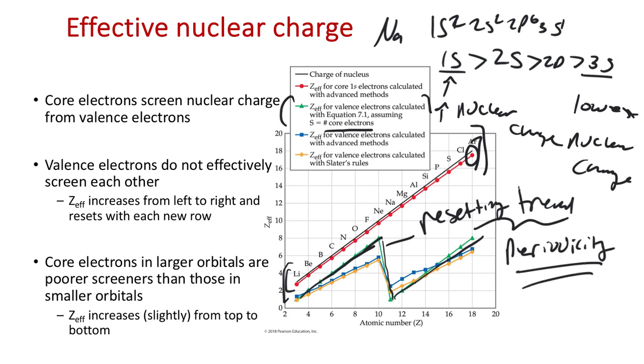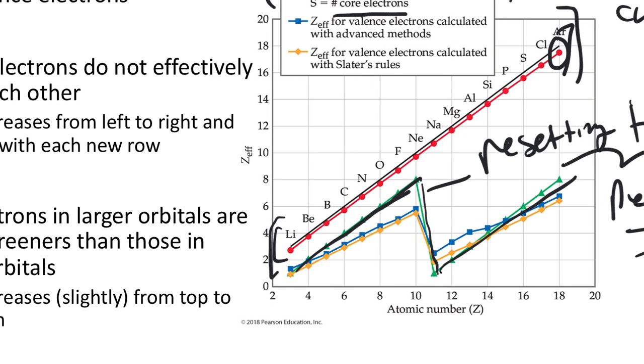So periodic behavior comes from that resetting of the effective nuclear charge trend. Now, when you look at more advanced methods, the blue and the yellow curves are just using more advanced methods, neither of which I think are worth dwelling too much on what exactly those methods are. But from the more advanced methods, you can see a little detail.